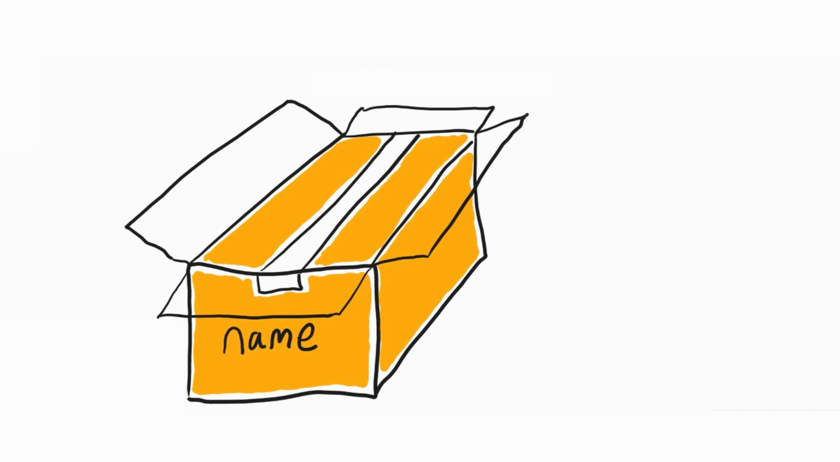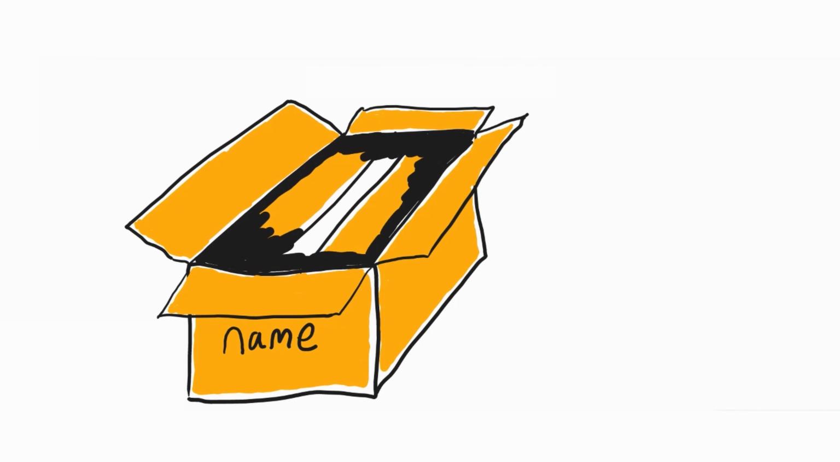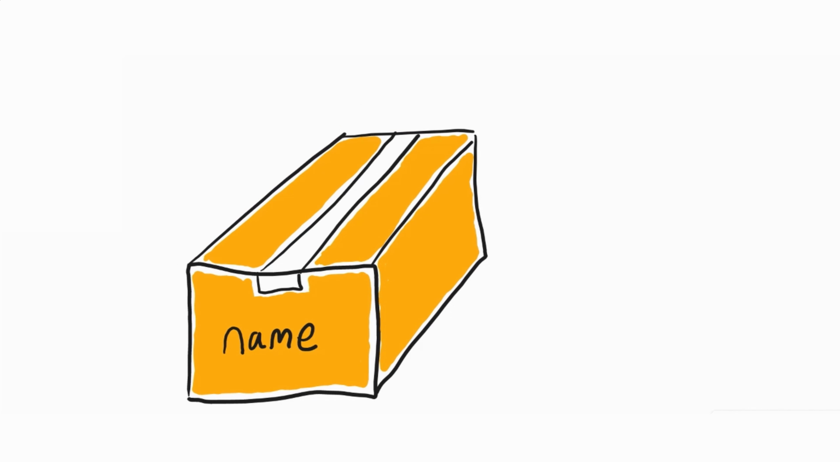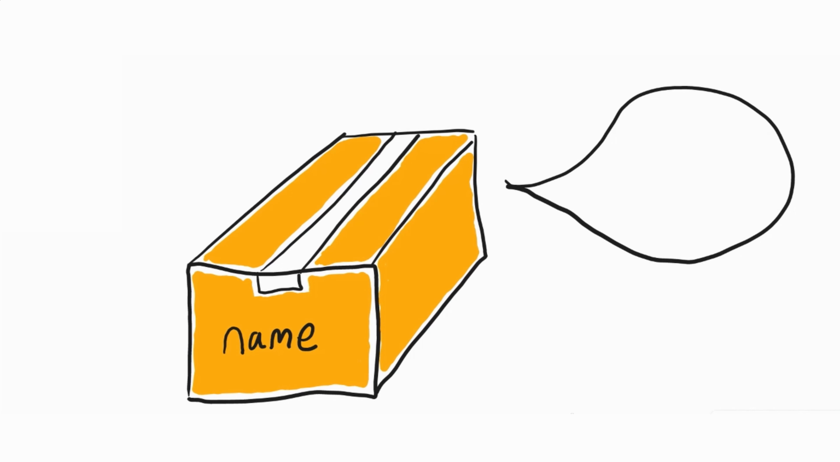Now, once you've given the box an appropriate name, you can then take some data and put that in it. So for example, I'm going to take the name Dave and I'm going to put Dave in the box. Now, throughout my program, whenever I refer to the variable name, it will return what's inside the box. So in this example, it would return Dave.